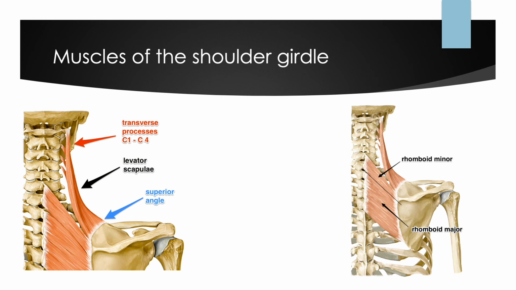Next, we have the rhomboid major and rhomboid minor. The rhomboid major is bigger, but the rhomboid minor sits on top of the major. So try and keep those things in mind so that you're able to distinguish between the muscles.